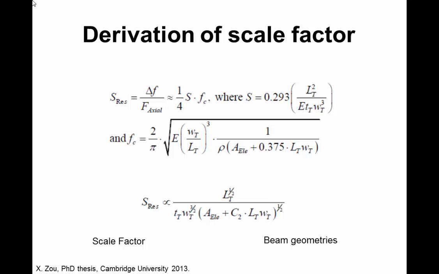And if you work it out for the fundamental mode of the beam, then you can simplify that expression to capture material parameters and beam geometries. And the end result here is that you have a scale factor that is a function of beam geometries in this form. So these are essentially the length of the tine, the width of the tine, the thickness, and then the area of any electrodes that are attached.